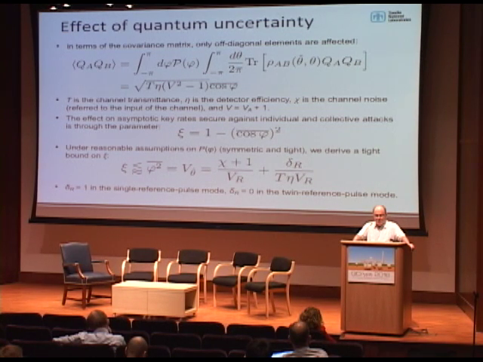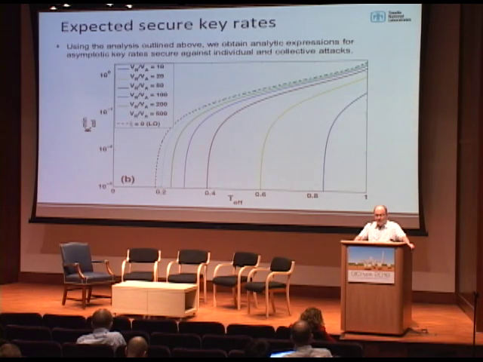And the second term depends on whether we use a single reference pulse with heterodyne detection, or twin reference pulses with homodyne detection. In the first case, delta will be 1, because in heterodyne detection you introduce an additional unit of noise, and in the second case it will be 0. And you see that this term is inversely proportional to the amplitude of the reference pulse. So taking this into account, we can analytically compute expected secure key rates.